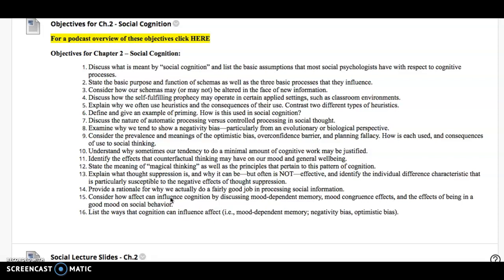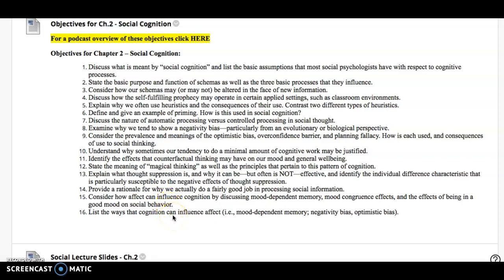Provide a rationale for why we actually do a fairly good job in processing social information. If you think about it, the social world is enormous. There's so much information hitting us at all times. Auditory, visual information, tactile information. It's coming at us constantly. And so our brain actually does a really good job of taking it all in and filing it away in different compartments and categories and understanding it. So we'll talk a little bit about why that's the case.